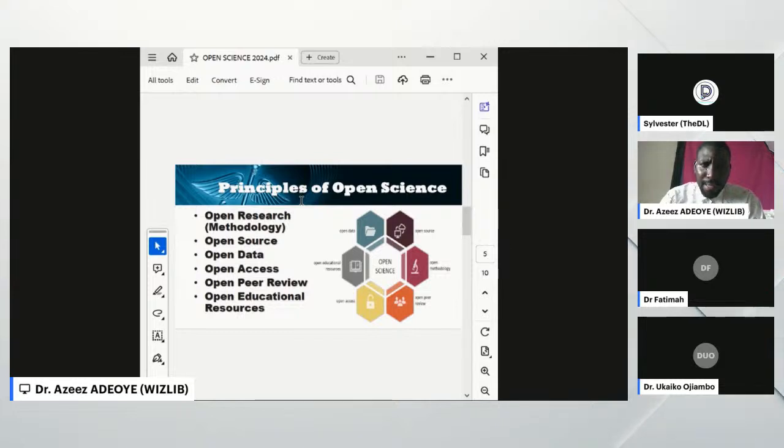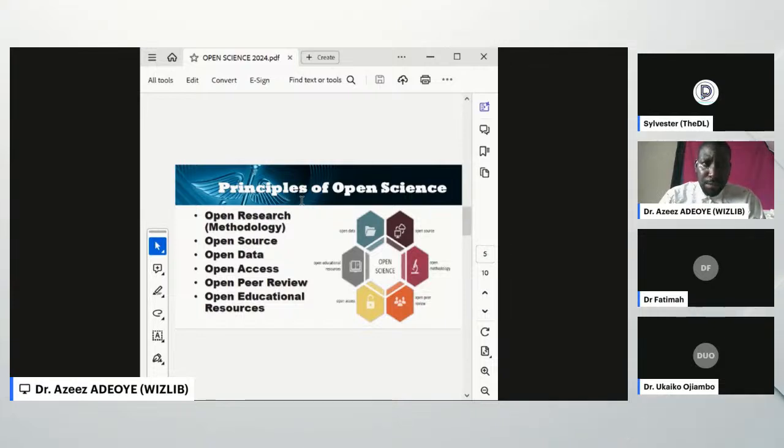Also, we are looking at open peer review. We know that in academia, when you publish, your paper must undergo peer review by other established scholars. But these peer reviews are done under the closeness of the author, and reviewers have ethical reasons to step down your paper. So we are now advocating that peer review should be done openly, and anyone whose paper is not published should know the reason why it is not being published.